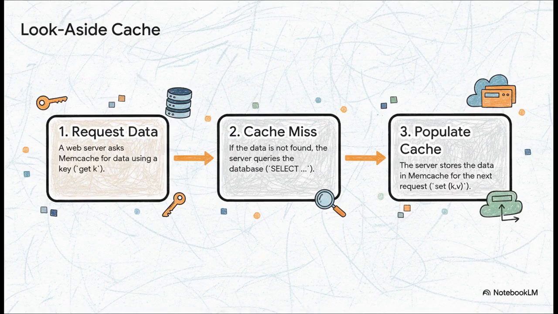The whole system is based on this simple, three-step dance. Okay, first, a web server asks Memcache, hey, do you have this piece of data? If it's not there, and that's what we call a cache miss, the server has to go do the hard work and get it from the main database. But here's the magic trick. To make the next request way faster, it then saves a copy of that data back into Memcache.